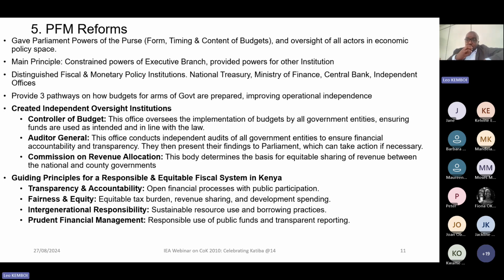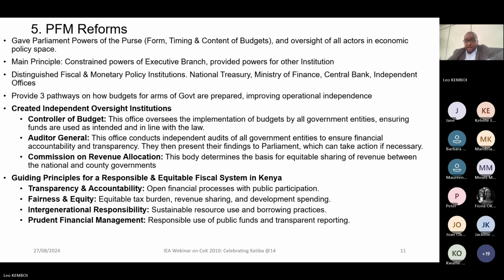Parliament in the previous constitution was a small political player, especially Parliament that predates multi-party. However, in this constitution dispensation, Parliament has been given the powers of the past. And if you read 220, they determine form, timing, and content of budgets. And then Parliament actually has unlimited jurisdiction over players in the economic policy space, including the central bank and others.